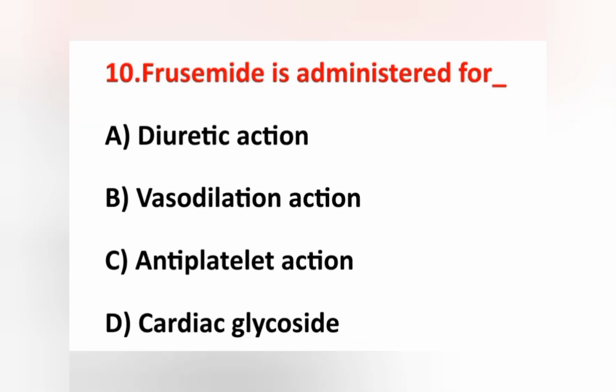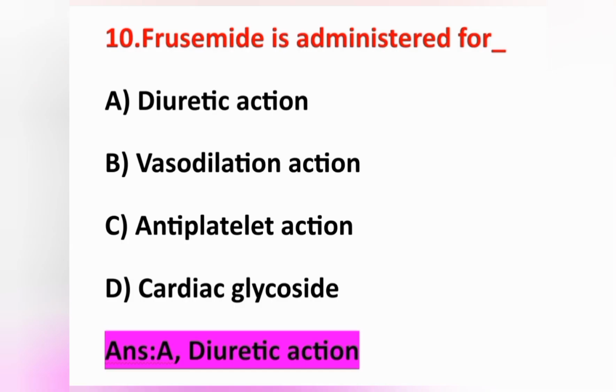10th question, Frusemide is administered for. Options are A, diuretic action, option B, vasodilation action, option C, antiplatelet action, option D, cardiac glycosides. Here Frusemide is an example of diuretics. Frusemide is administered for diuretic action. For example, Lasix is a Frusemide which is given as a diuretic.